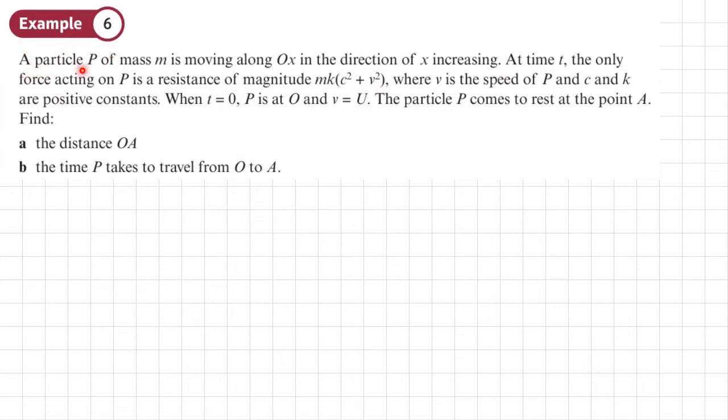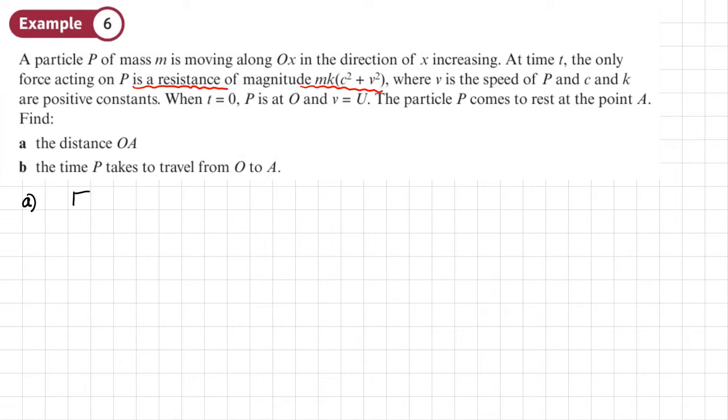Example 6. A particle P of mass m is moving along OX in a direction of x increasing. At time t, the only force acting on P is a resistance, so it's going to be a negative force of magnitude mk(c squared plus v squared), where v is the speed of P and c and k are positive constants. When t equals 0, P is at the origin and v is equal to big U. The particle P comes to rest at the point A. In part A we need to find the distance OA.